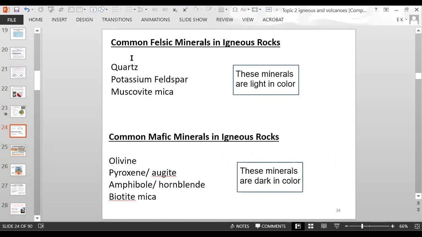And then here is just a list of common felsic minerals that form in igneous rocks: quartz, potassium feldspar, muscovite mica. These are minerals that are light in color. And then common mafic minerals in igneous rocks include olivine, pyroxene, which is also called augite, amphibole, which is also called hornblende, and biotite mica. And these are dark in color.